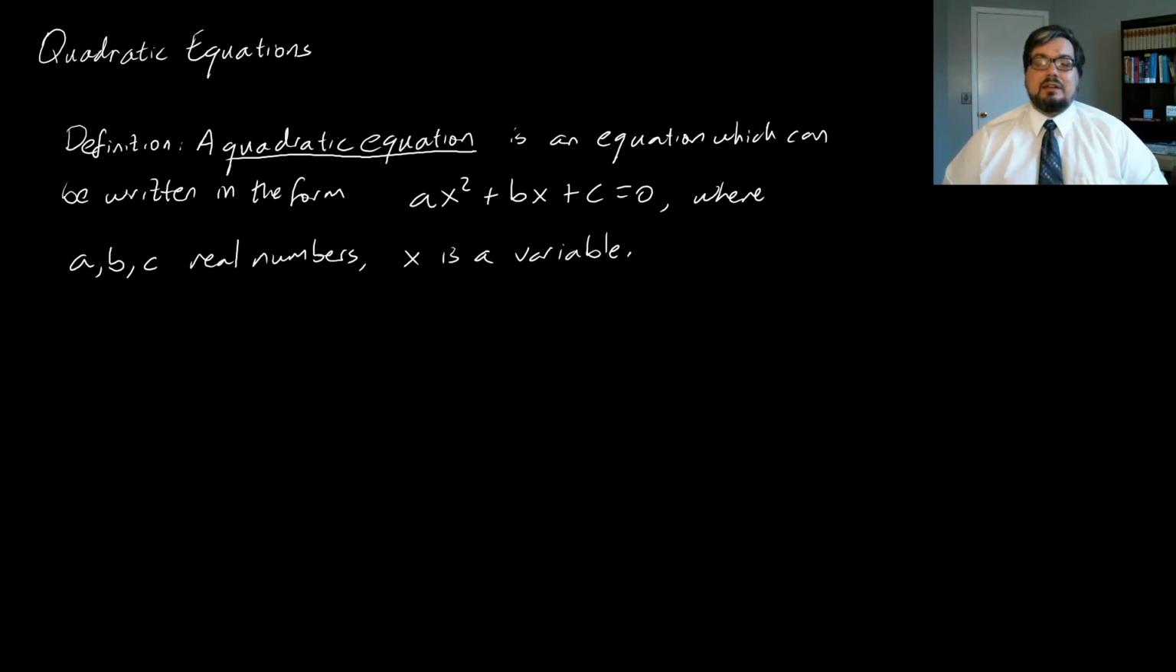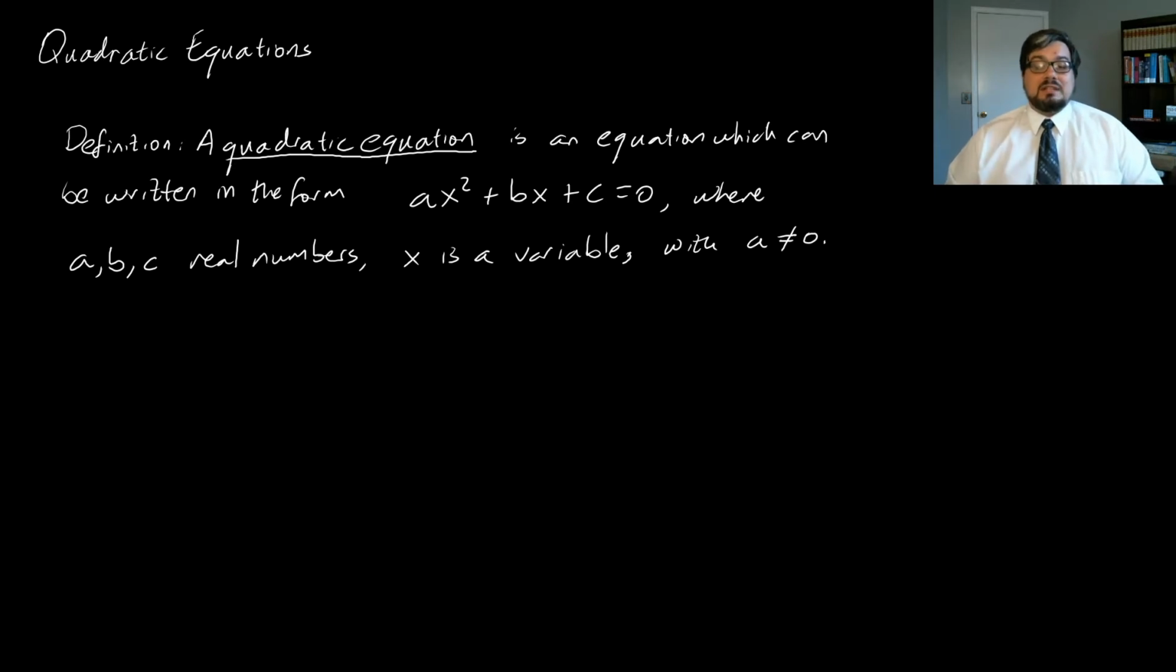Now, when we say here an equation which can be written in this form, we mean after gathering all the terms on one side. So if you've got an equation which has a degree 2 polynomial on one side and a degree 1 or 2 polynomial on the other, that's going to be a quadratic equation also, as long as you bring it to the other side. That is, as long as this leading coefficient a is not 0.